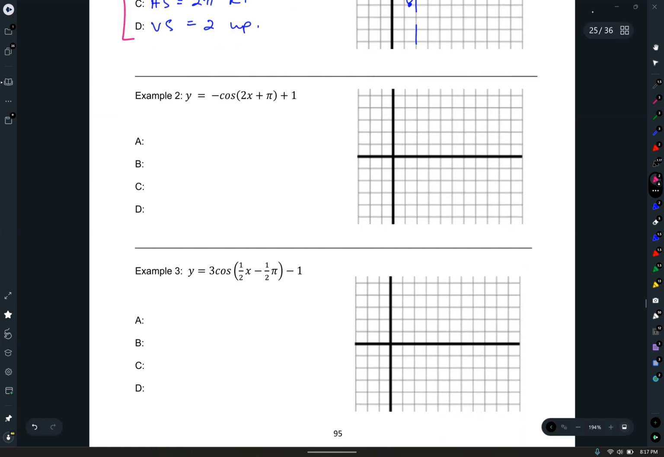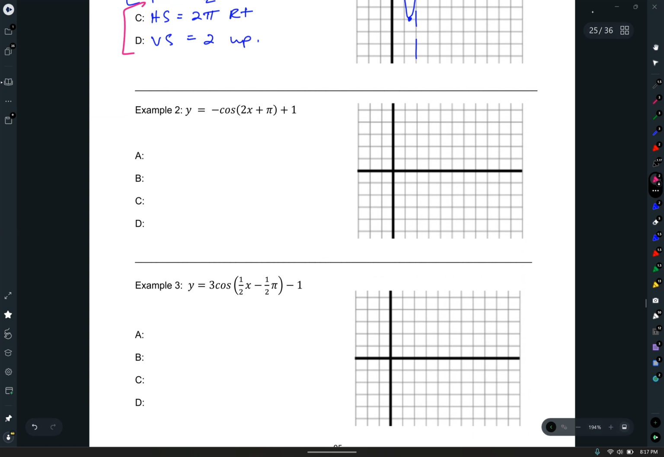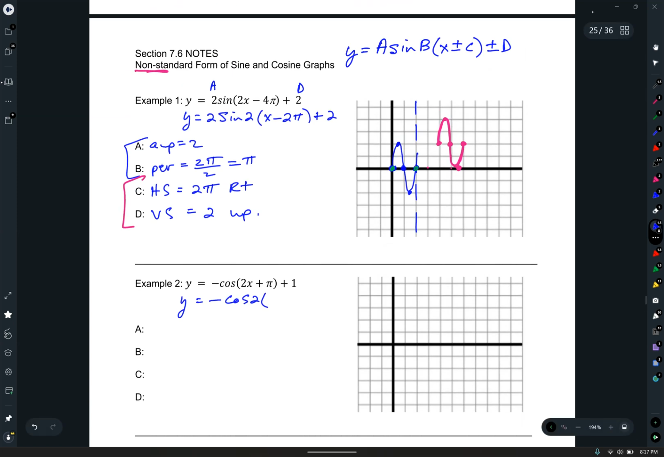Okay, look at example 2. If I put it in standard form, so I'm going to factor out that b, that 2, so y equals, I've got a negative cosine. If I factor out 2, now you might be saying you can't factor out 2 because you can't take 2 out of pi. But remember, in order for it to be in standard form, I have to have an x right here.